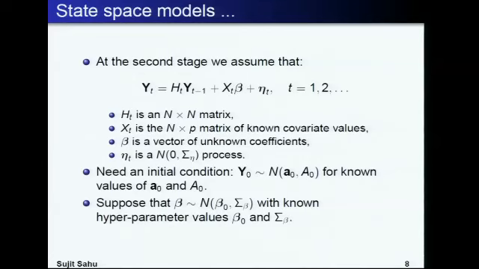So we said there will be some autocorrelation. We'll assume Y_t is H_t Y_{t-1}, an autoregressive process of order 1, plus a covariate effect X_t beta, plus eta_t, which is a space-time intercept with a spatial covariance matrix. We'll assume this eta_t to be independent in time and independent of epsilon_t.